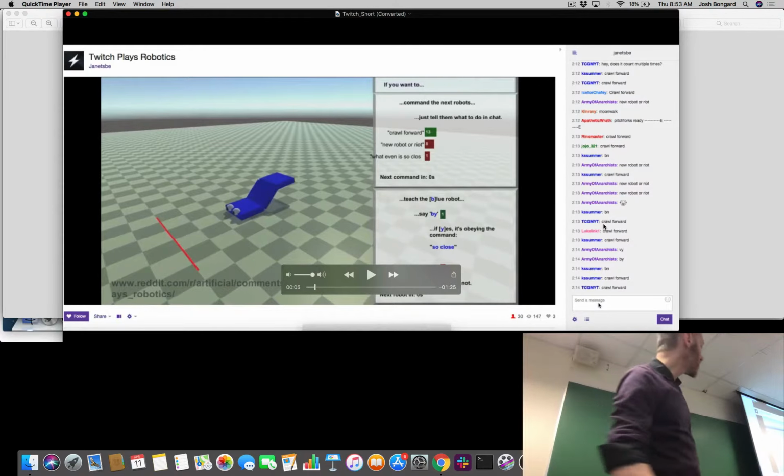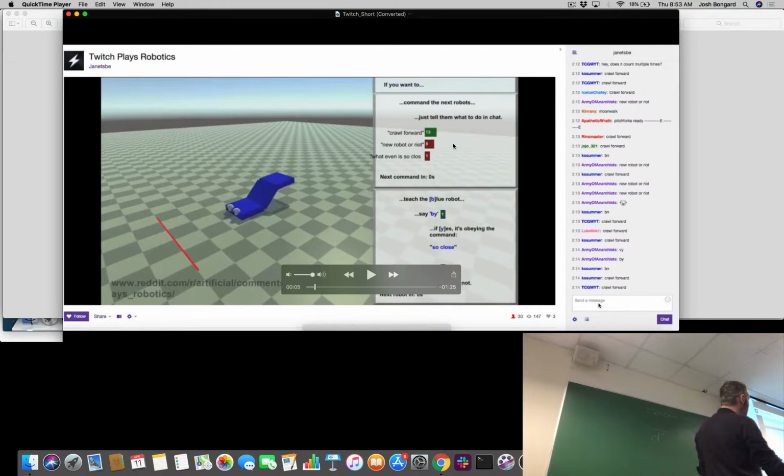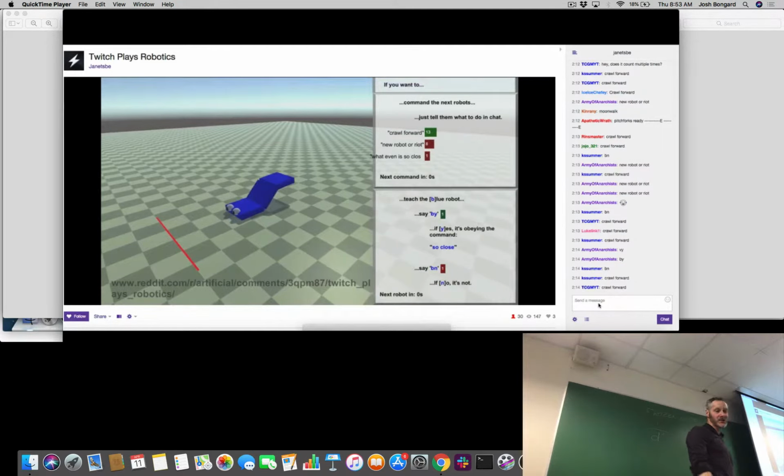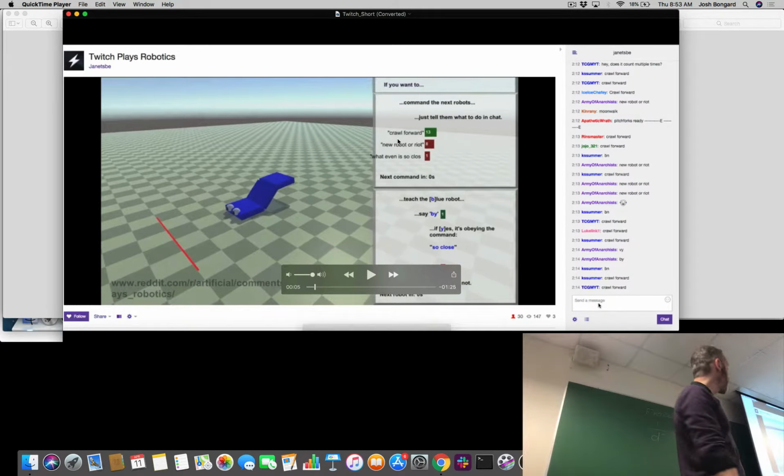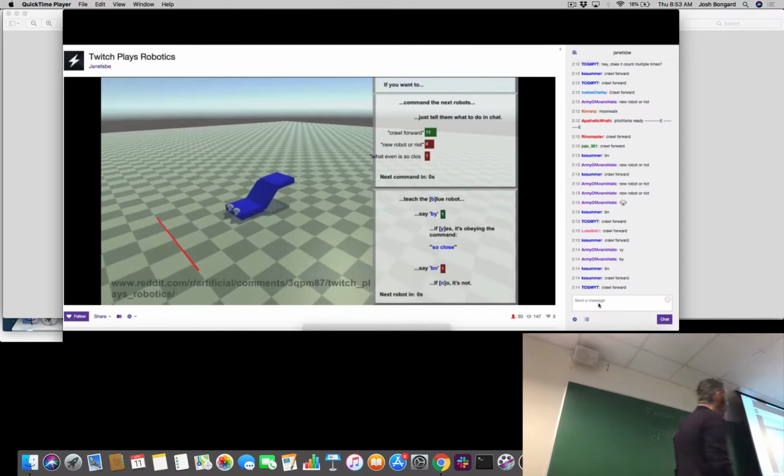So people on chat have 2 possibilities available to them. They can type in a candidate command that they would like to try and teach to the robot. At this point in time, 13 participants have voted that in a few seconds' time, they want to try and teach the robot crawl forward.